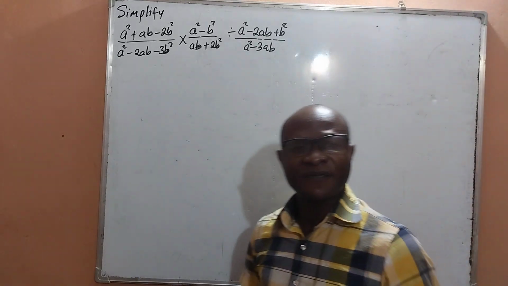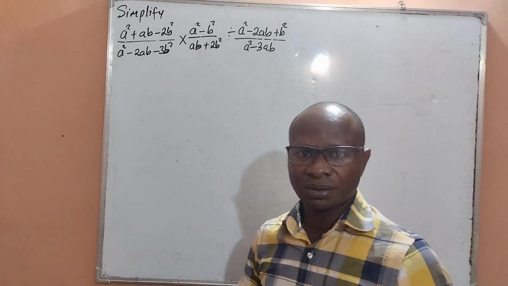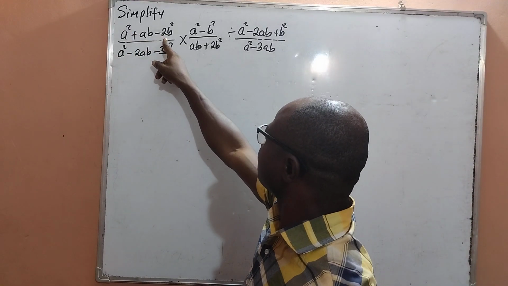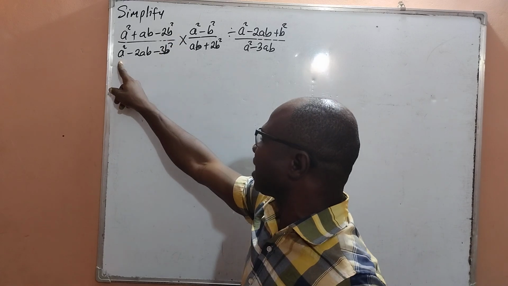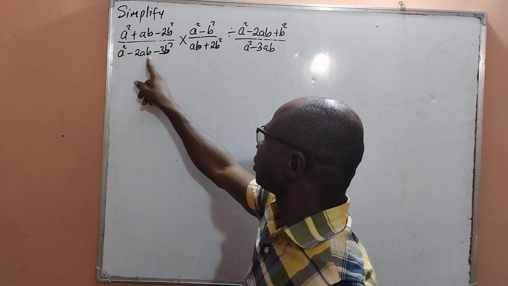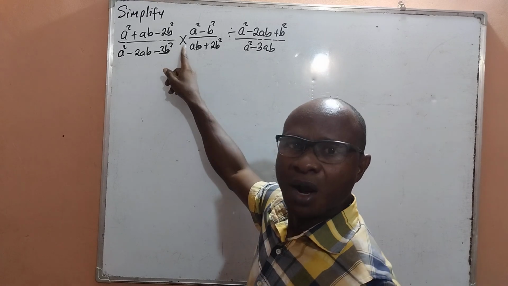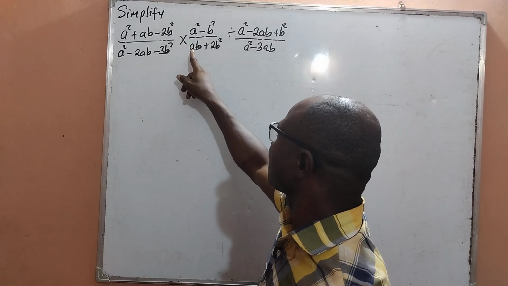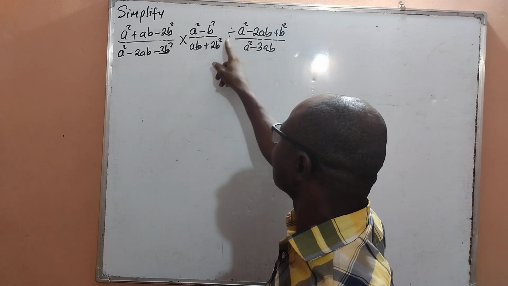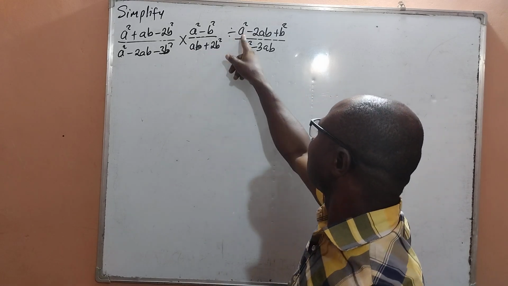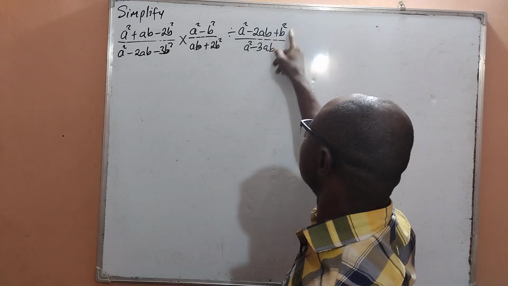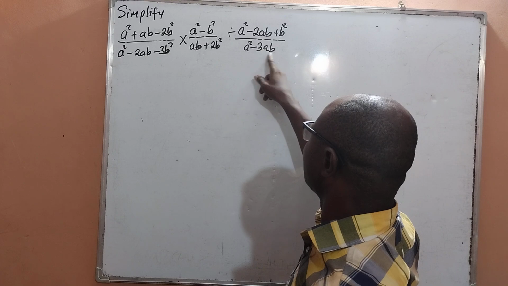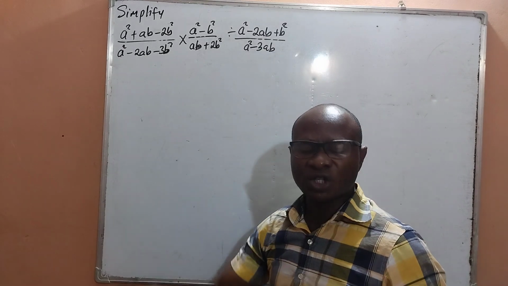We want to simplify the question given on the board, and it is a squared plus ab minus 2b squared all over a squared minus 2ab minus 3b squared, multiplied by a squared minus b squared divided by ab plus 2b squared, all divided by a squared minus 2ab plus b squared divided by a squared minus 3ab. Alright, we want to simplify this.